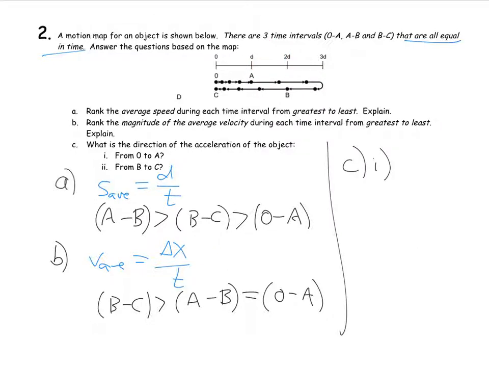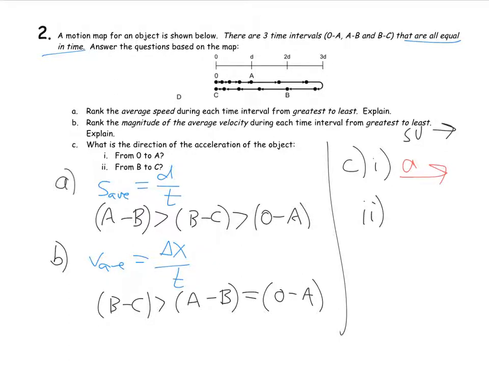For the last part, I'm thinking about the direction of the acceleration of the object from 0 to A. So if I look right here, I notice, if I look real close, that these dots are actually getting further apart, which means that my object is speeding up while traveling to the right. Since my object is speeding up and traveling to the right, my acceleration must also be to the right, in the same direction as my velocity.